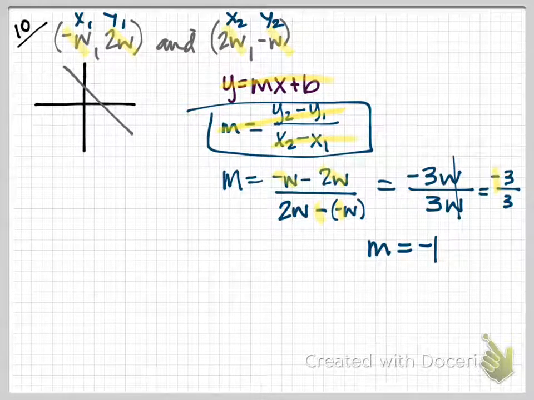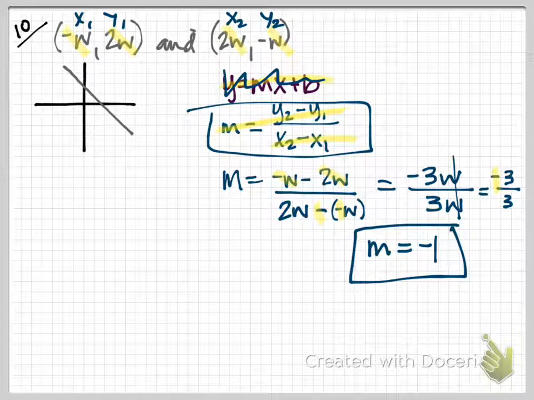And actually the question is just asking for the slope, so we don't even need to deal with this purple equation at all. This is our slope. That's what we are looking for, so we are done with number 10. Okay?